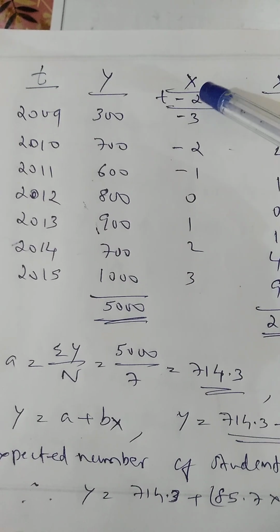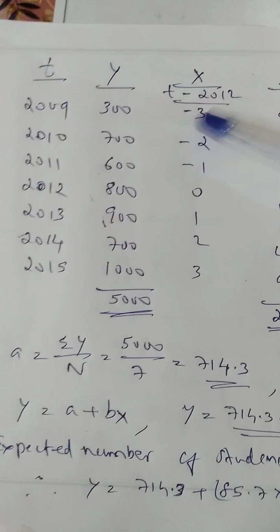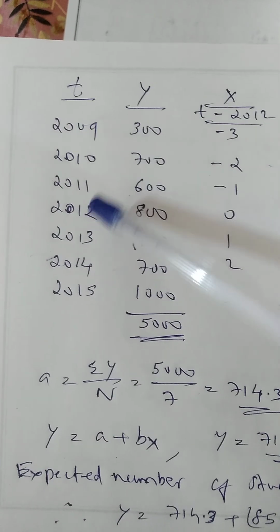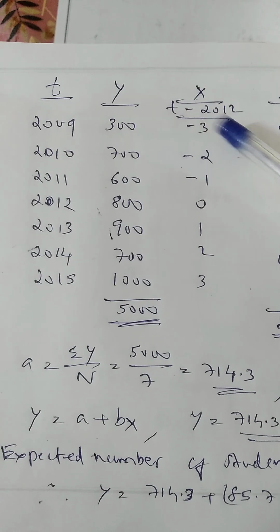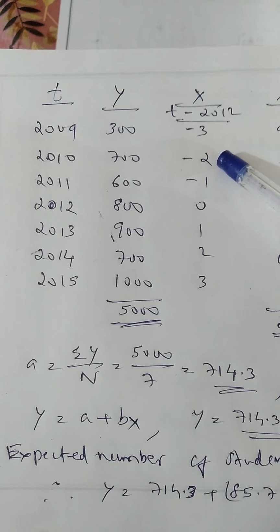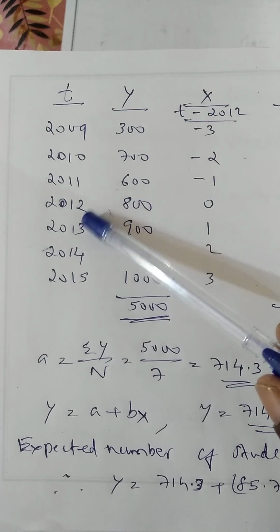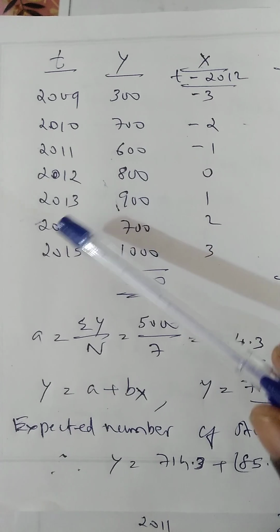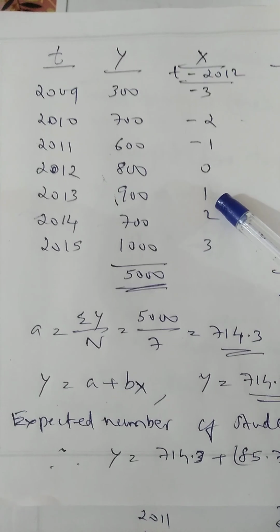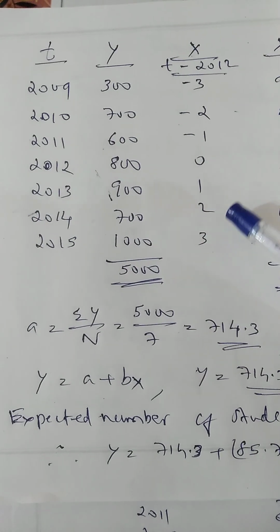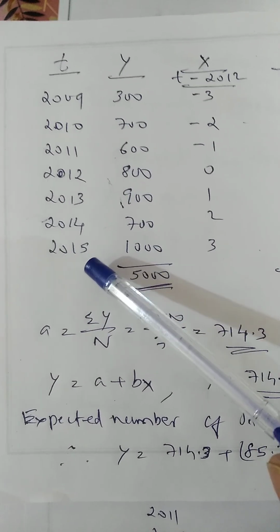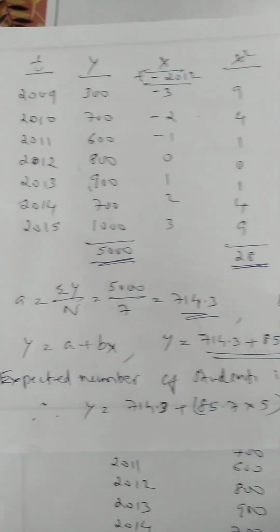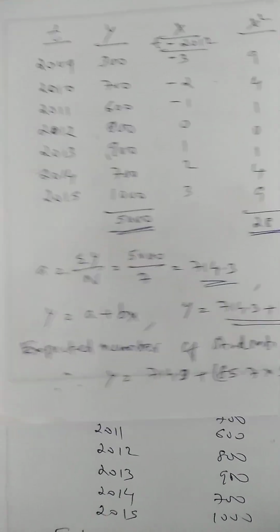But we have to find the x value. How do you find x? T minus mid-year, isn't it? T means each year. So 2009 minus the mid-year 2012, minus 3. 2010 minus 2012, minus 2. 2011 minus 2012, minus 1. 2012 minus 2012, 0. 2013 minus 2012, 1. 2014 minus 2012, 2. And 2015 minus 2012, 3. Okay. Now we got these x values. Understood?